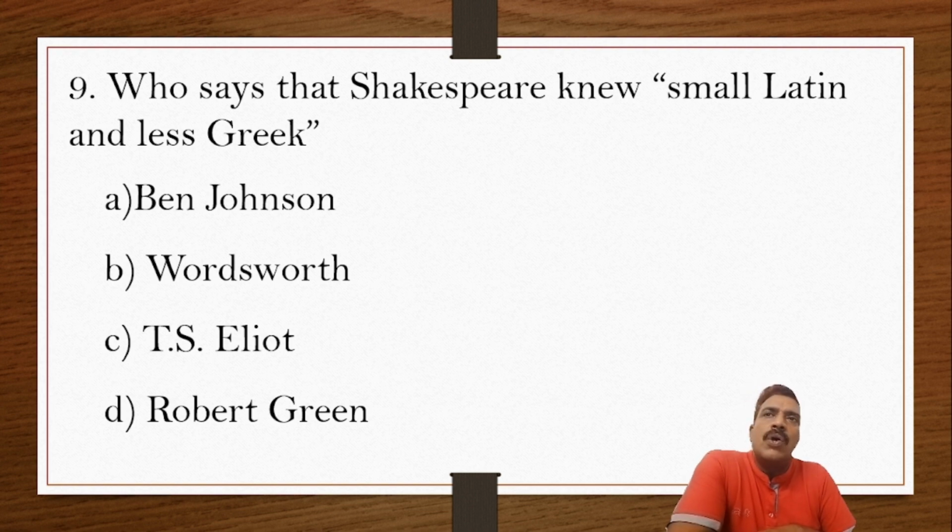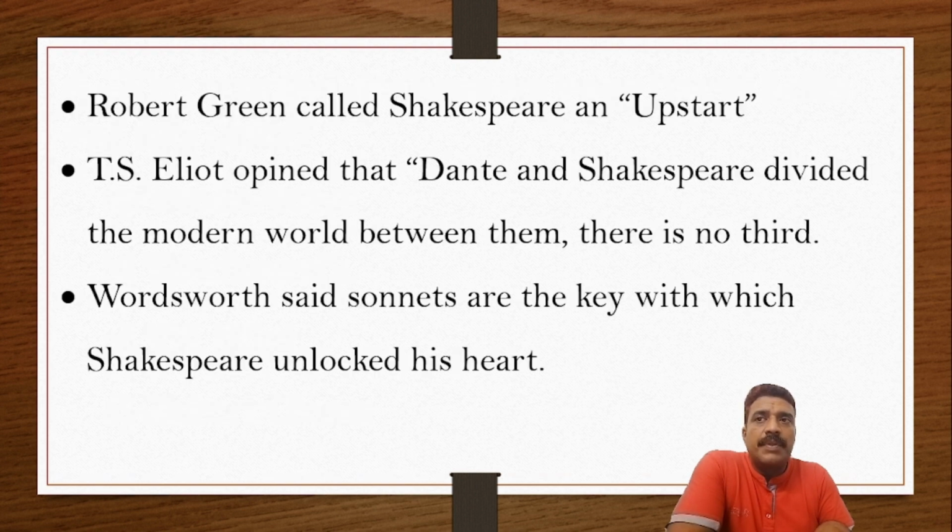Next question. Who says Shakespeare knew small Latin and less Greek? It's Ben Jonson. Okay. Let's see the other three options. Robert Greene called Shakespeare an upstart. T.S. Eliot opines that Dante and Shakespeare divided the modern world between them. There is no third. Wordsworth said, sonnets are the key with which Shakespeare unlocked his heart.